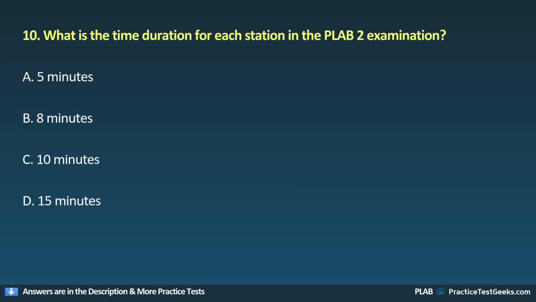10. What is the time duration for each station in the PLAB 2 examination? A. 5 minutes. B. 8 minutes. C. 10 minutes. D. 15 minutes.